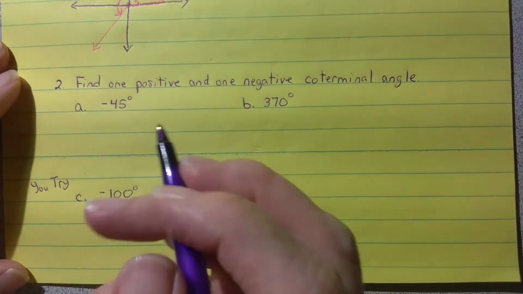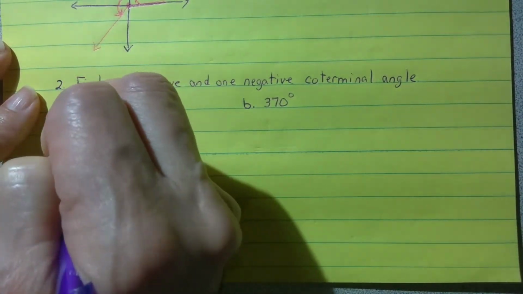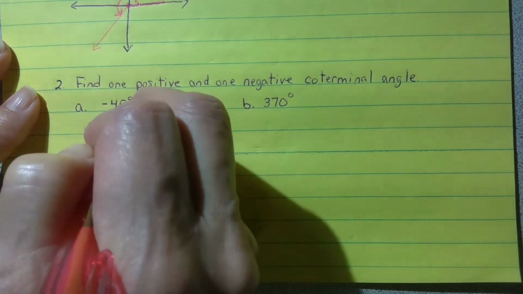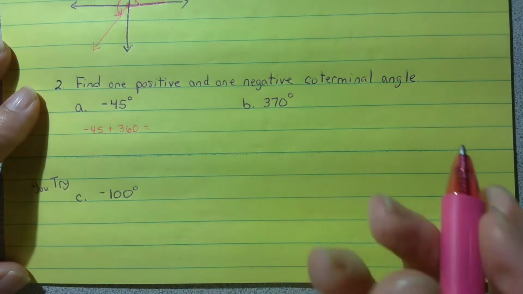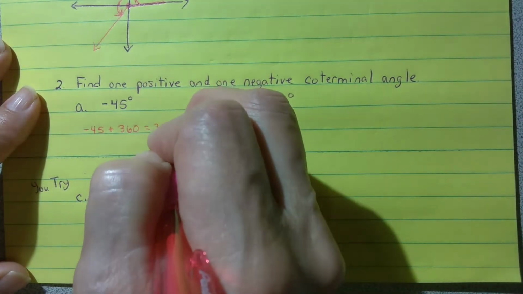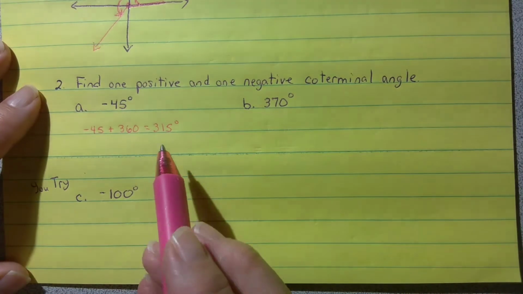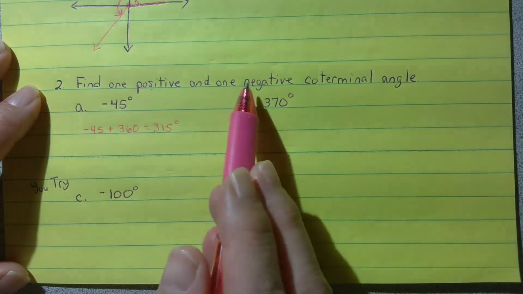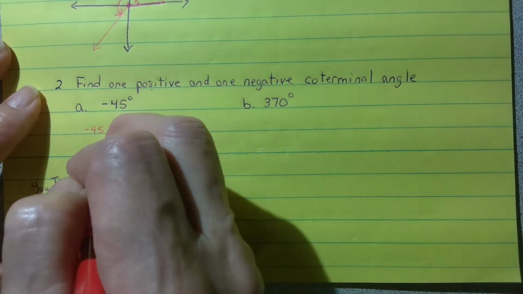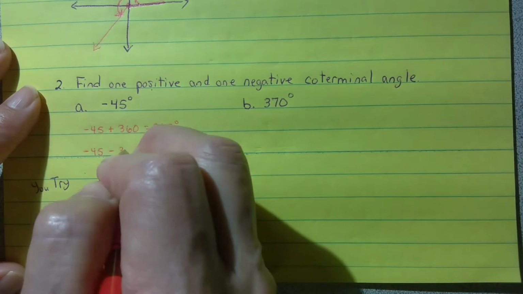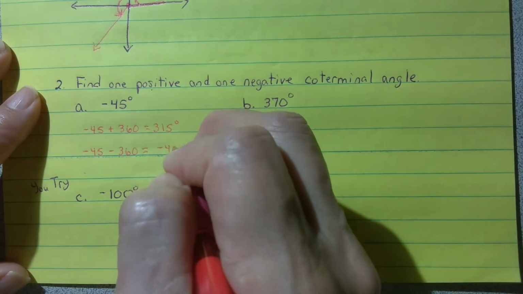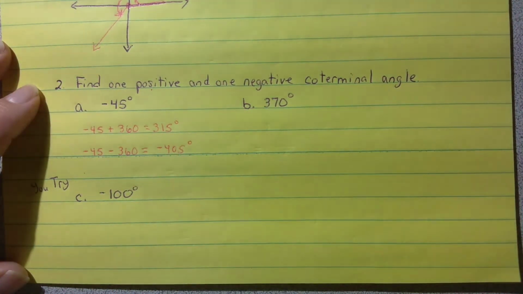All you have to do is take what you're given, in this case a negative 45, and add 360. And when you do that, you get 315 degrees. There's one. Now if I add 360 again, I'm going to get another positive angle. This says one negative and one positive, so I need a negative one, which means I'm going to go subtracting 360 degrees. And again, when you do that, you're going to get negative 405 degrees. One positive, one negative.